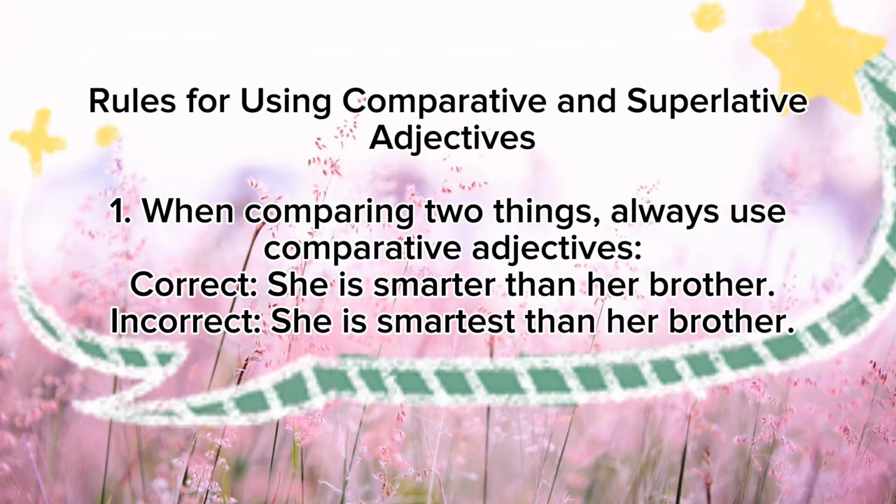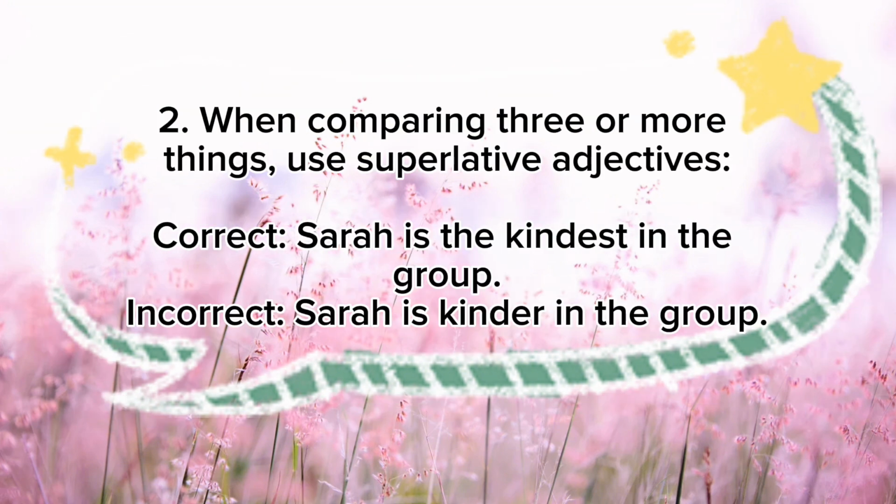Rules for using comparative and superlative adjectives. 1. When comparing two things, always use comparative adjectives. Correct: "She is smarter than her brother." Incorrect: "She is smartest than her brother." 2. When comparing three or more things, use superlative adjectives. Correct: "Sarah is the kindest in the group." Incorrect: "Sarah is kinder in the group."